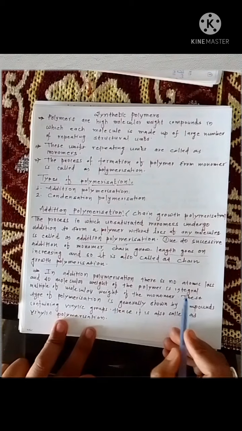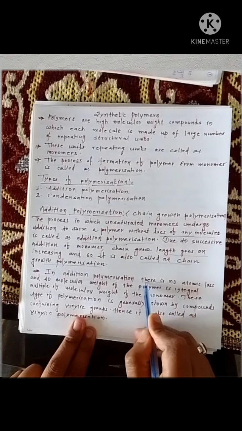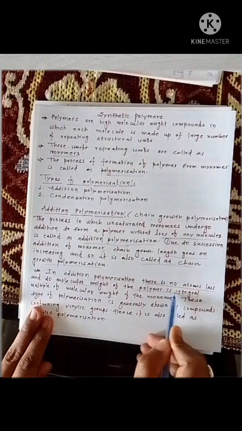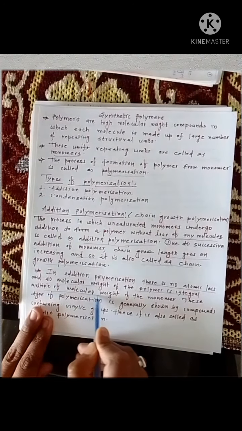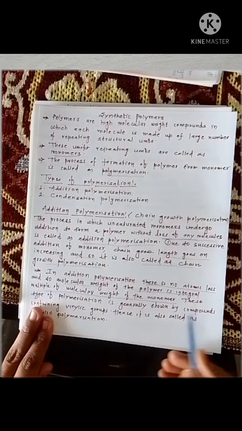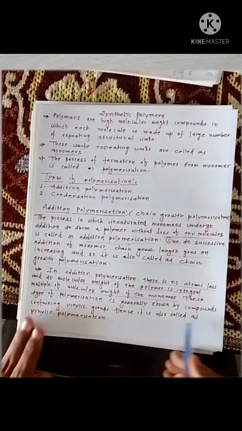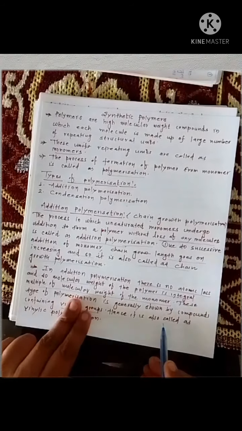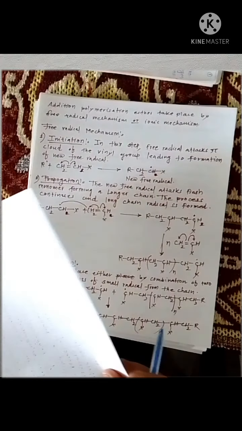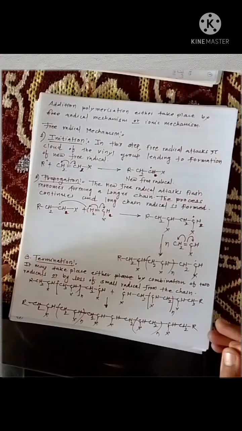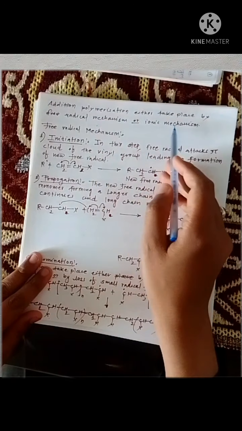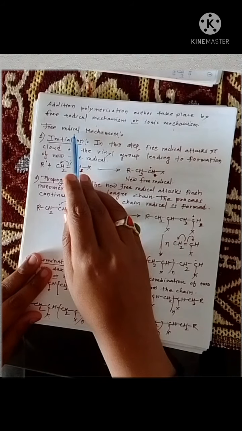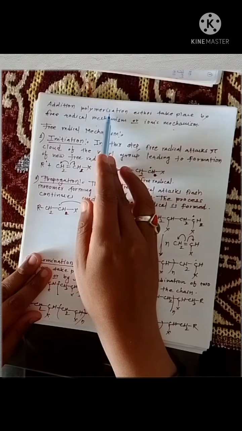In addition polymerization, this statement is very much important: there is no atomic loss, and so the molecular weight of the polymer is an integral multiple of the molecular weight of the monomer. This type of polymerization is shown by a compound containing a vinylic group. Hence it is also known as vinylic polymerization. So addition polymerization either takes place by free radical mechanism or ionic mechanism. Now we are going to discuss the free radical mechanism for addition polymerization.